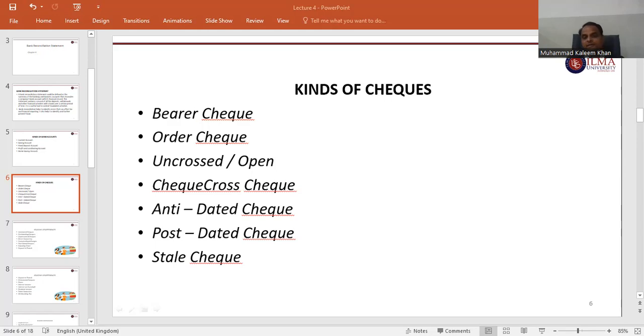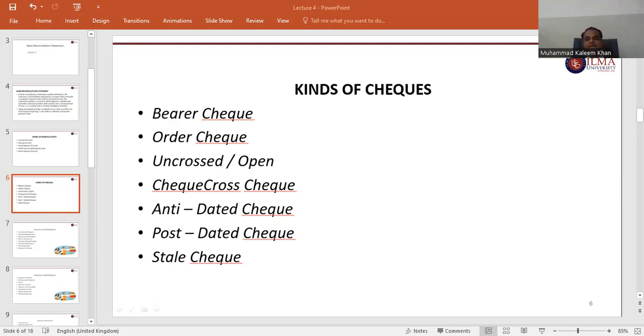Anti-dated check. If a check bears a date earlier than the date on which it is presented in the bank, this is an anti-dated check. Such check is valid up to the 6 months from the date of the check.